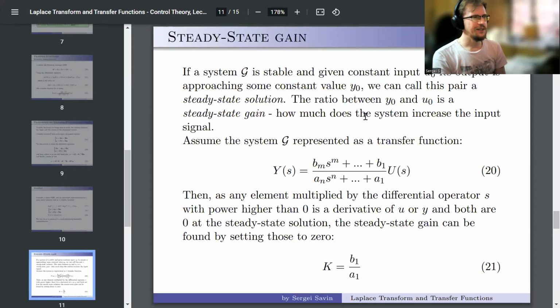Good. Now, if the system G is stable, and stability, notice, is a property of the system, not of the representation. Stability is not a property of a transfer function or state space. It is just a system, right? So the system is stable, and you give it constant input u. So the input, again, exists outside of how you represent it, just input. Right? You give it input u, and the output of the system is then approaching some constant value y. Okay, so since the system is stable, it's not going to blow up.